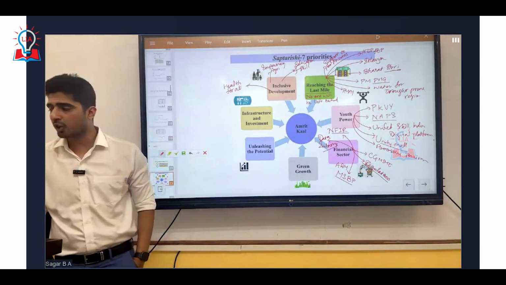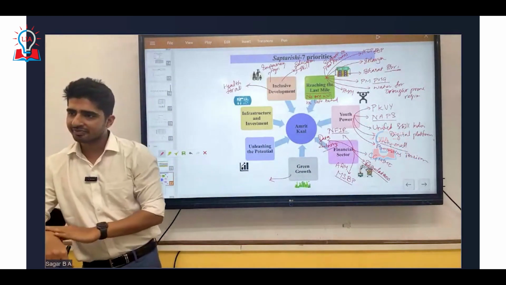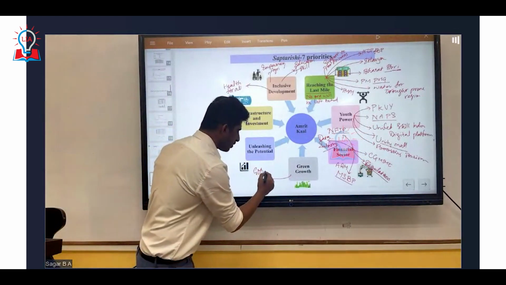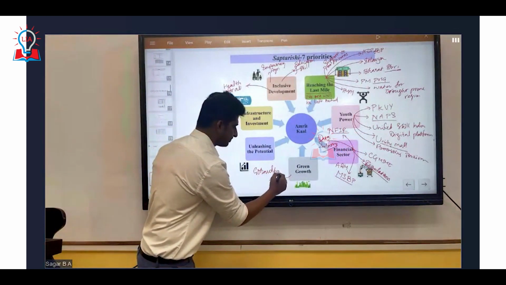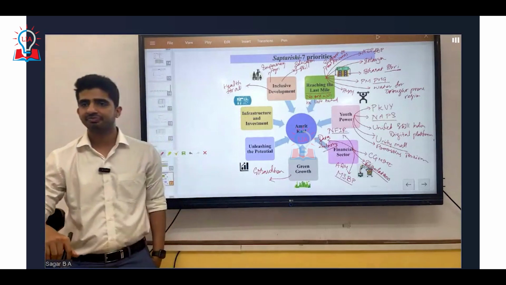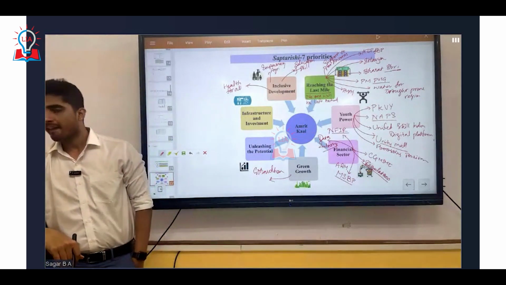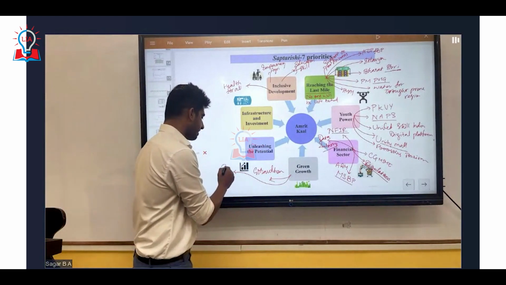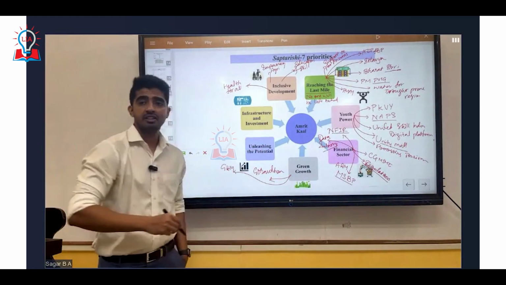This is next one, green growth. Govardhan. Heard of it? Govardhan scheme. That has been mentioned. Green hydrogen mission.